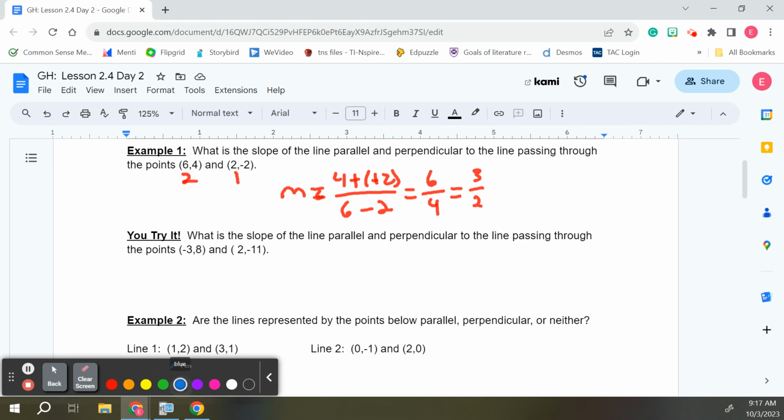All right, so now if we're talking about the parallel slope to this line, what would it be? Who can tell me? Good, 3 over 2. Nice job. And what would the perpendicular slope be? What would the perpendicular slope be? Shane? Negative 2/3. Very good. Okay, you try it on your own.